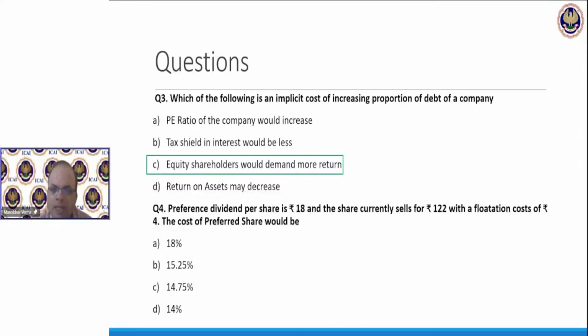Preference dividend per share is 80. Share currently sells for 122 with a flotation cost given to us. So I believe what you guys have done is 18 upon... Have you reduced the flotation cost? So we're looking at 18 upon 122 minus 4.